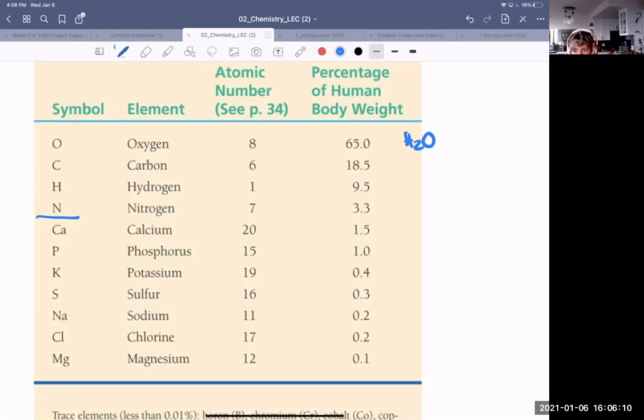I'm just going to pause for a second. What other kinds of macromolecules are made up of these elements? Sugars, good. What other things? Sucrose, yes. A disaccharide, excellent. What are some of the other macromolecules made up of these elements? Lipids, good, yes.